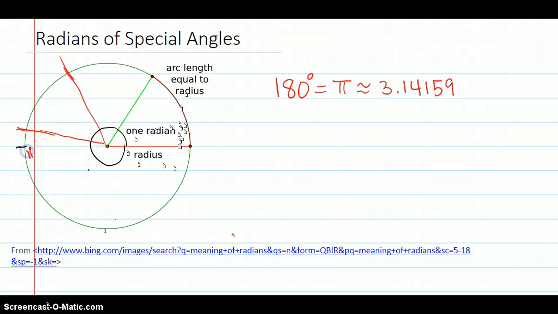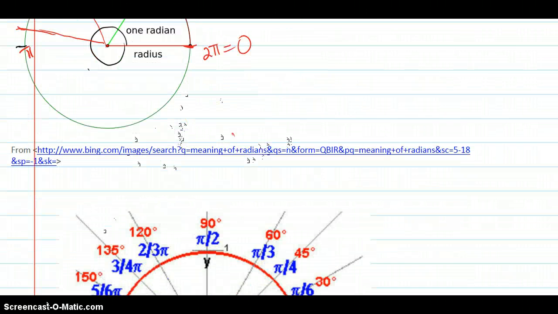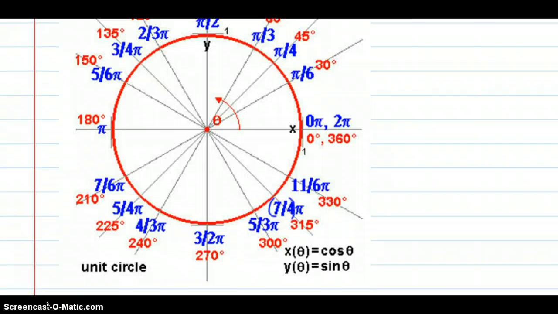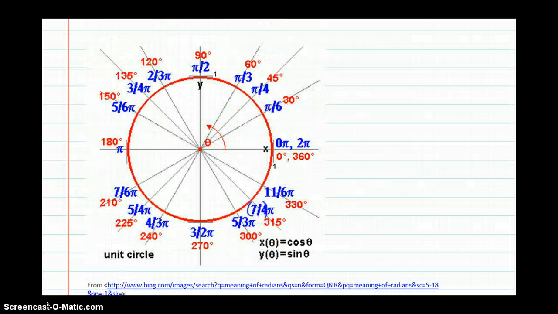So we know that this is pi, and that means all the way around would be 2 pi, or 0 degrees, or 0 radians. And that is going to bring me to my picture below. So let's scroll down and look at the unit circle. That makes sense here. You can see that 180 degrees is pi, and 2 pi is either 0 or 360 degrees, or 0 or 2 pi.